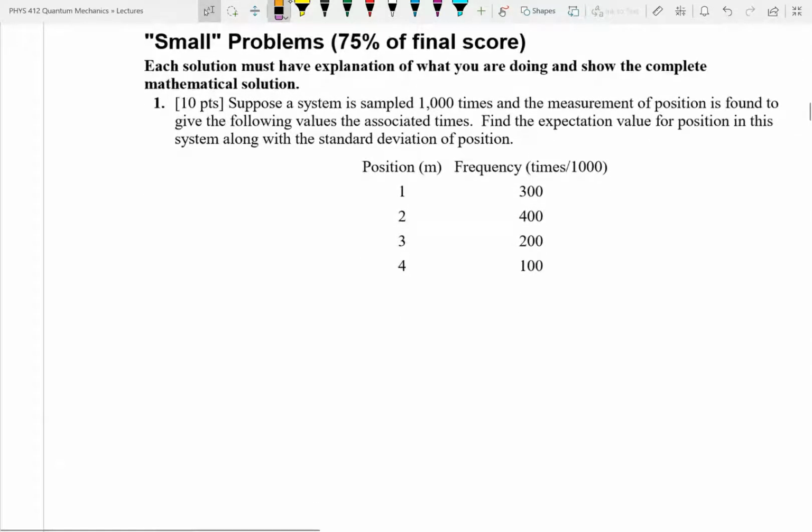Okay, now, small problems. By now, are you guys appreciating my sense of humor with the quotes around small? So here we only had 4 possible positions, and we have frequencies for each one. We're going to make a real-life example of quantum physics calculations, just to make sure that we understand what the calculations would correspond to in a real-life type situation. So find the expectation value for the position in this system along with the standard deviation of position.